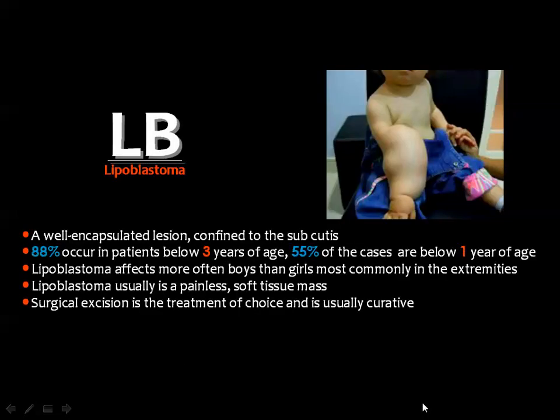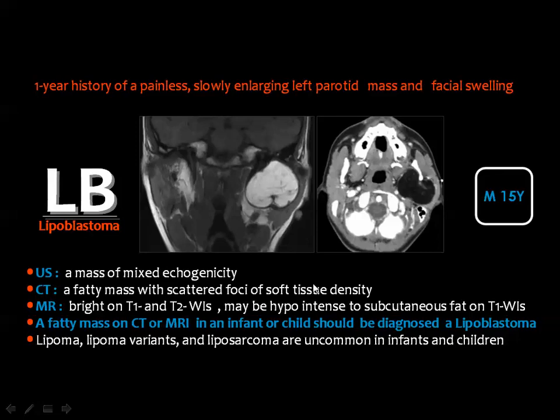Then we come to the third lesion in this category, which is lipoblastoma. And this lipoblastoma is a tumor of the pediatric age group. 88% occur below the age of 3 years, and 55% of the cases are seen below the age of 1 year. And this lipoblastoma is a tumor big in size, containing fat and maybe other soft tissues. Lipoblastoma is usually painless.